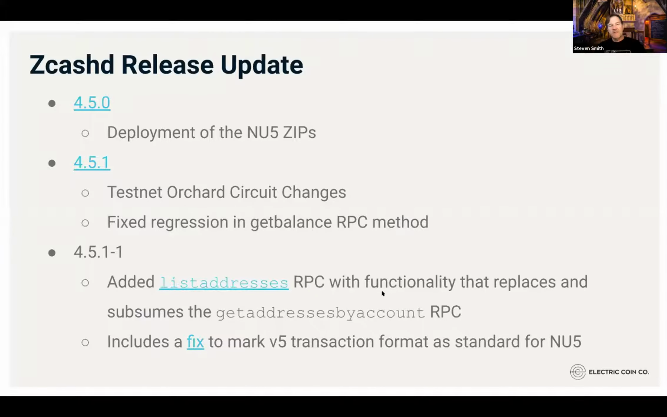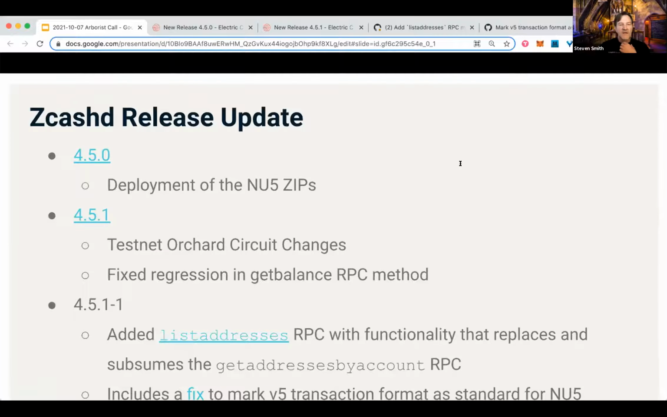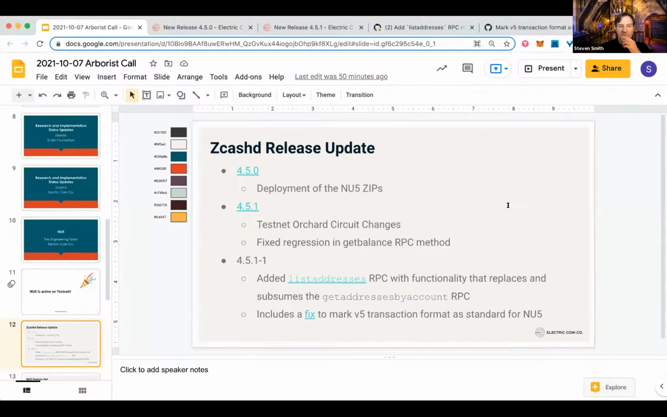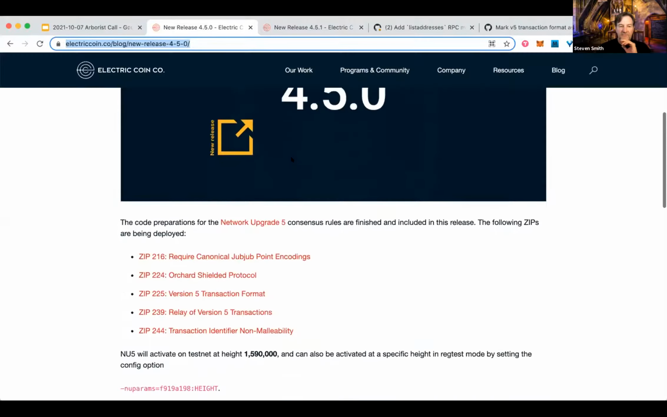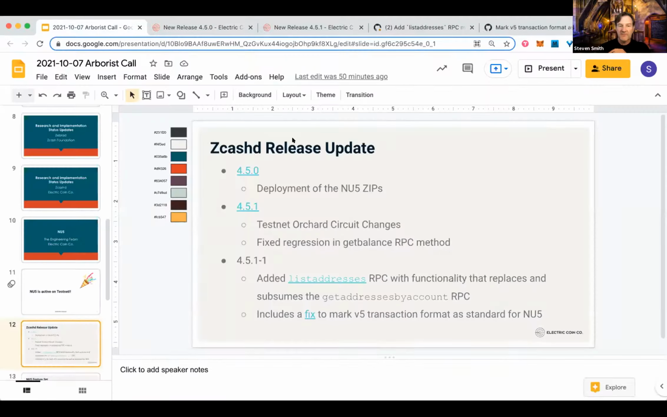Here's a release update. I'm actually going to hop out of presentation mode for a moment because it'll be easier to show a few things. In support of NU5, we put out a few things. Release 4.5.0 is what's at the initial testnet activation height and contained the deployment of the NU5 ZIPs, so the full feature release. It's got all the NU5 consensus work in it: Orchard, version 5 transaction format support, etc. Transaction non-malleability we put out on the 23rd, I believe, September 23rd.